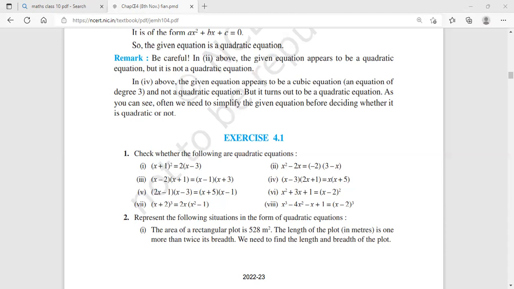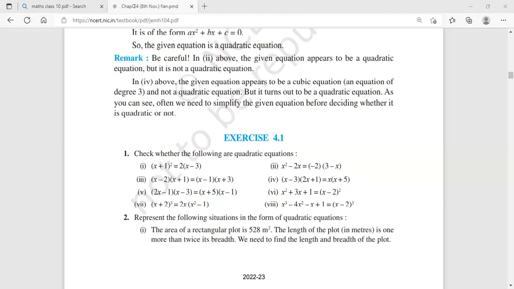So let's get into the next one. Let me draw a line. Okay. The second question is x square minus 2x equals minus 2 into 3 minus x. Let's simplify it, then let's come to the conclusion. x square minus 2x is equal to minus 2 into 3 is minus 6, minus into minus is plus, 2 into x is 2x. Okay, isn't it? So I'm sorry, minus 2 into 3 minus x.